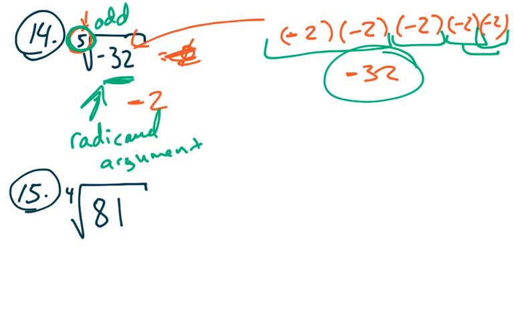So, what about number 15? Can we play with the 4th root of 81? And the answer is yes. You're just answering the question of what number times itself 4 times is 81. And that answer is 3.